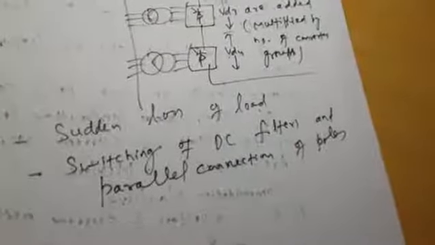We have studied causes of overvoltage in an HVDC converter station because of disturbances on AC side, and now because of disturbances on DC side. What is the third cause of overvoltage? Third cause of overvoltage is due to internal converter faults. Now, various causes under this group are: number one, due to energization of DC lines.